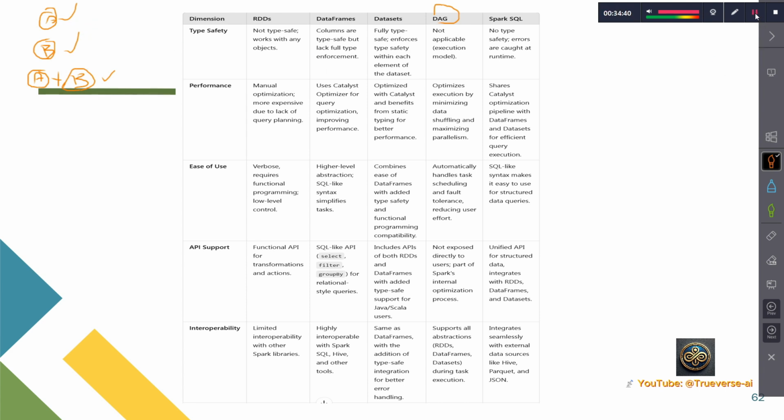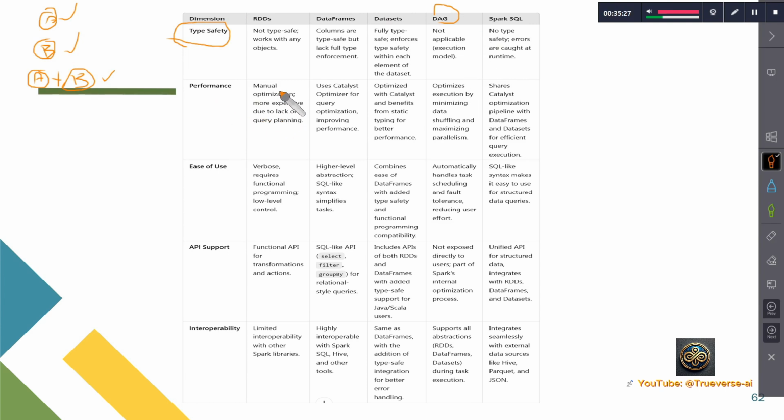for time management. In a type safe system, such errors are caught early during coding or compiling, whereas in a non-type safe system, these errors are only caught when the program is running. So this is a big issue. This makes type safety a useful feature for avoiding bugs in your code. So this is a very important point for differentiating between several data abstractions in Spark.